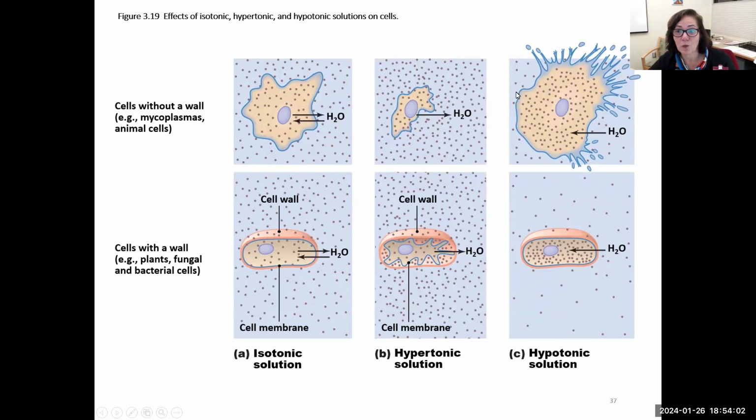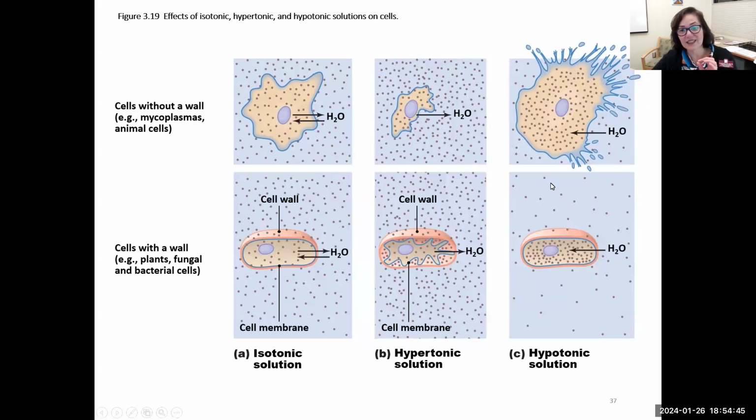All right, now let's see what's going on down in these lower panels, because we're putting this cell that has a cell membrane, but also has the cell wall, in the same three kinds of solutions. In the isotonic solution, it looks the same, fluids moving into and out of the cell, no big deal. In the second one, where we put the cell in a hypertonic solution, a very concentrated solution, that does cause the cell to shrivel down, to dehydrate. But the outside of the cell wall is so rigid, it kind of looks the same.